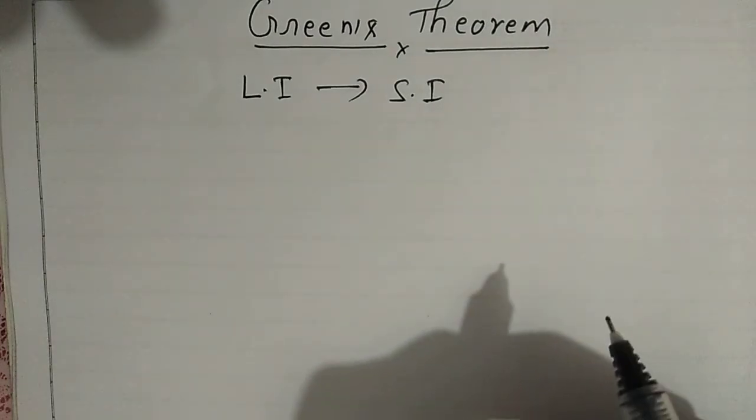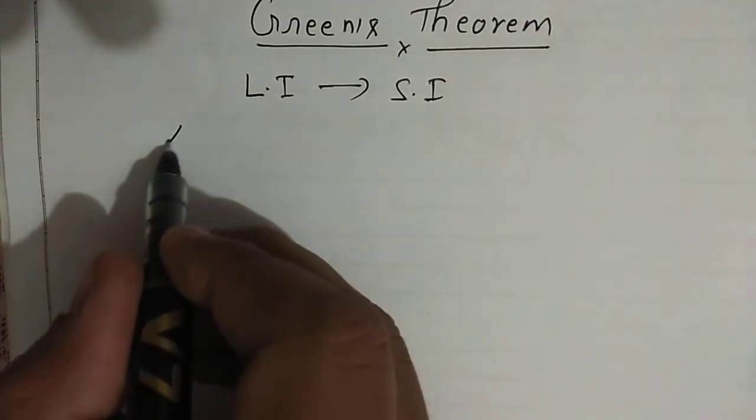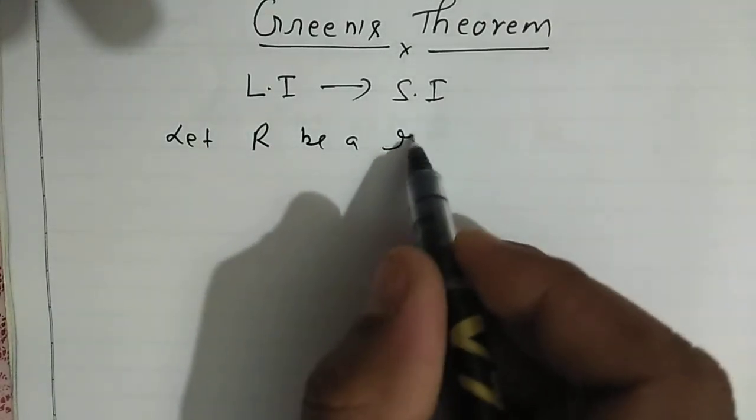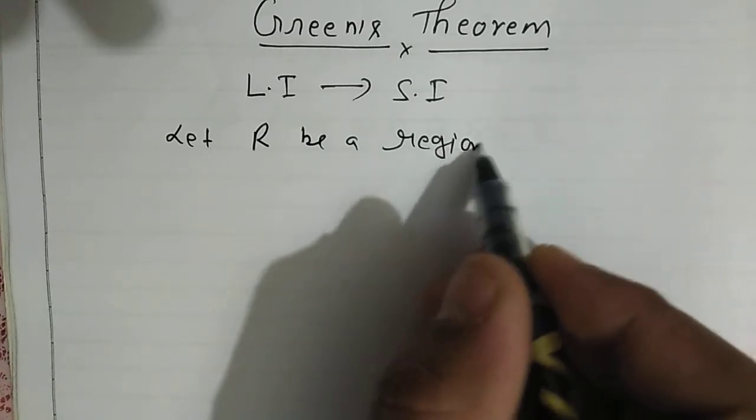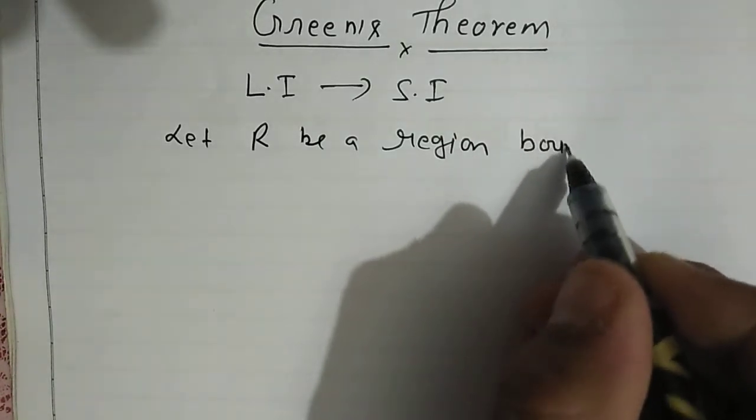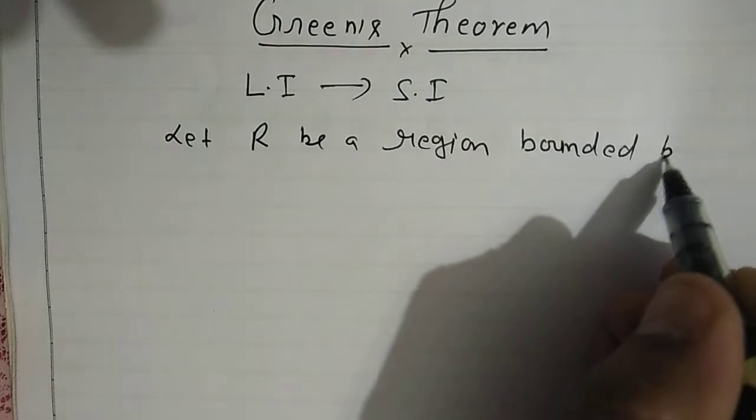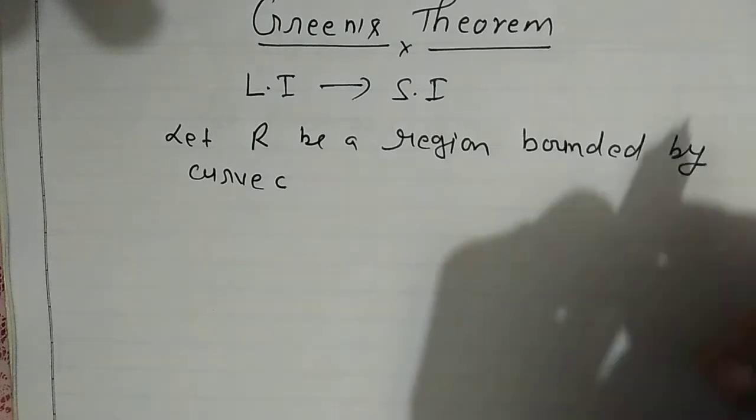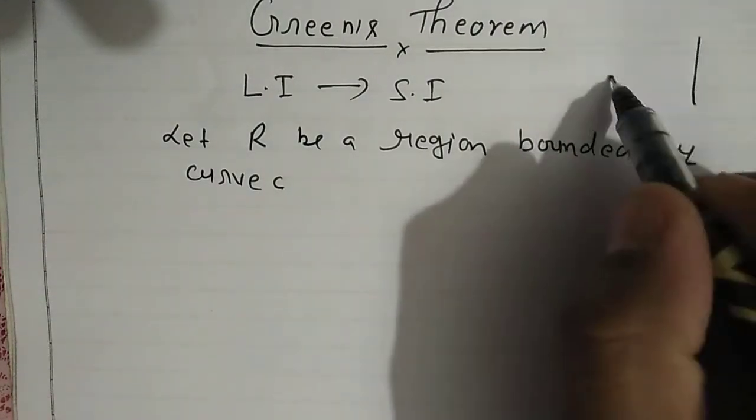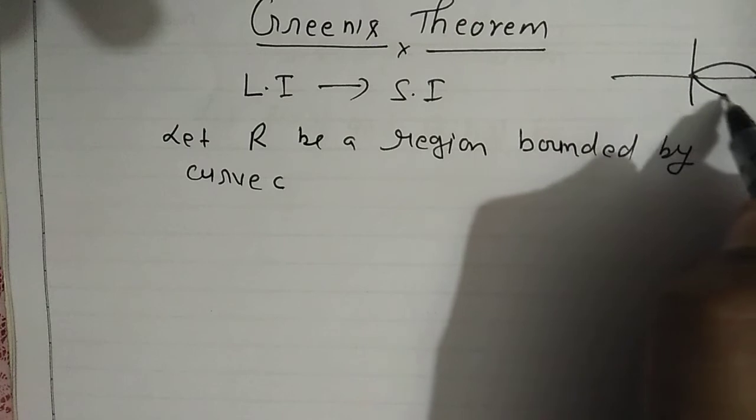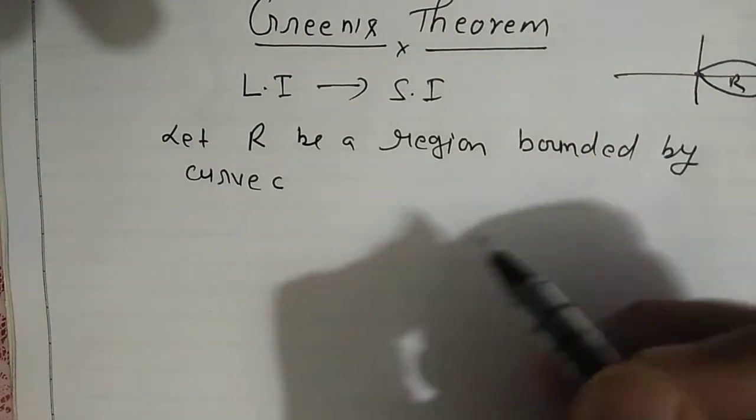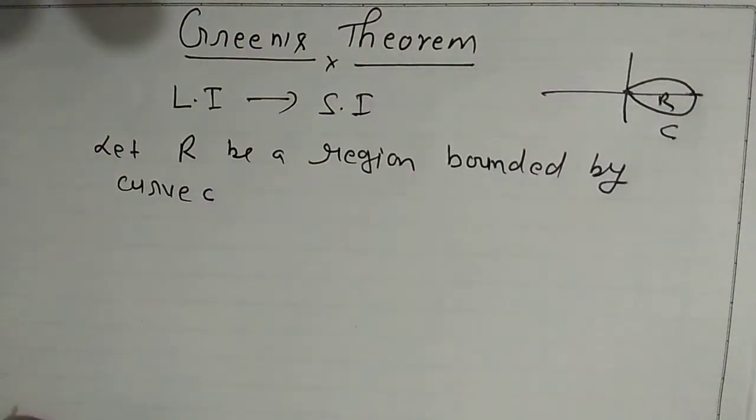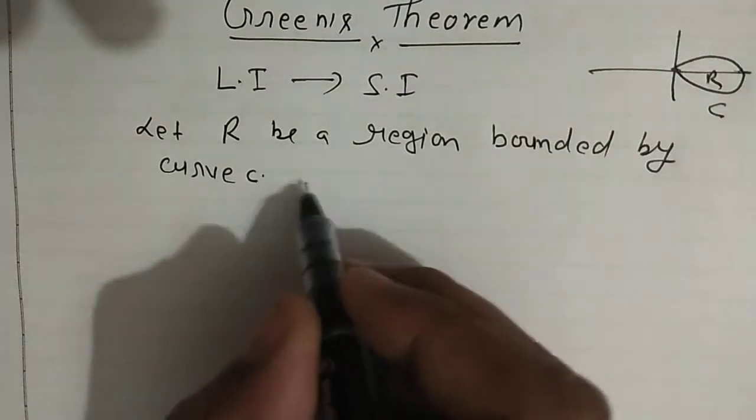Now the statement of this theorem: let R be a region bounded by curve C. Let this be the region R and this be the curve C.